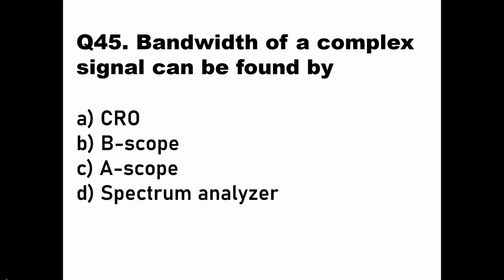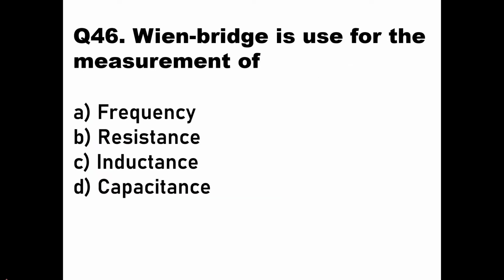Question number 45. Bandwidth of a complex signal can be found by. Bandwidth means a range of frequency, and a range of frequency is called a spectrum. So the bandwidth of a complex signal can be found by a spectrum analyzer. It's very obvious. Spectrum analyzer is the answer here. Then we'll go to the next question.